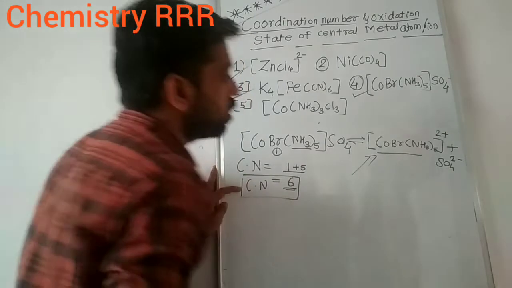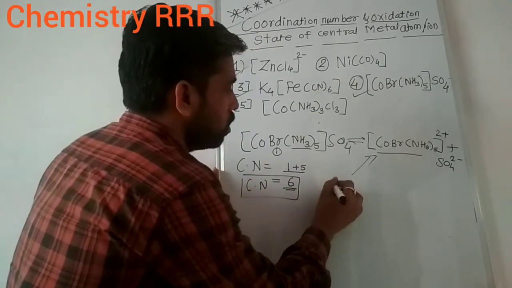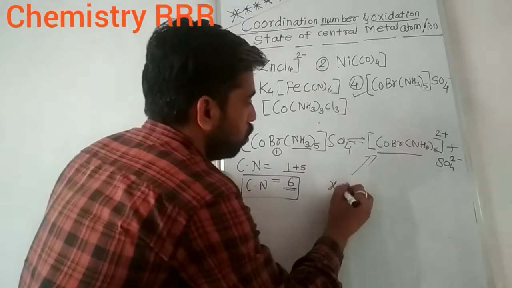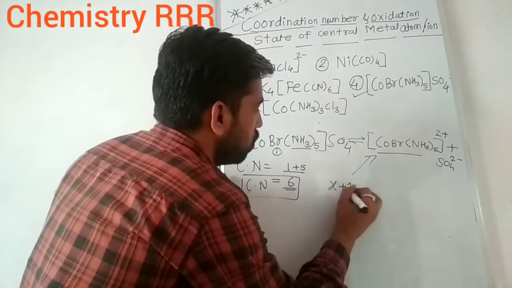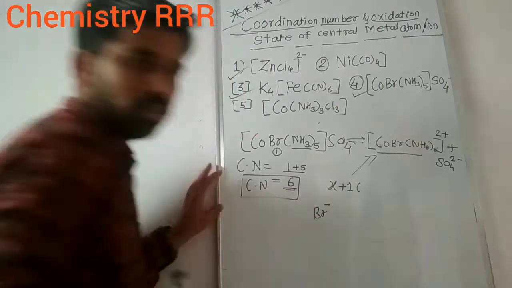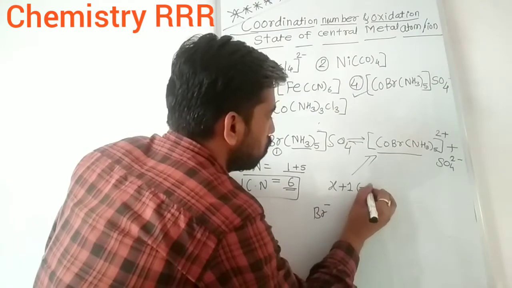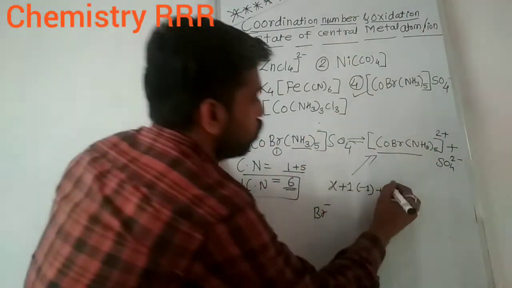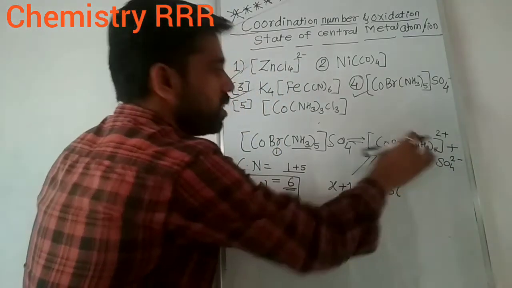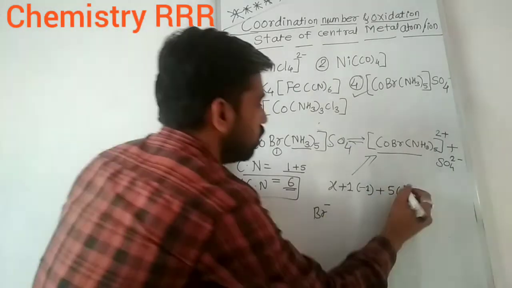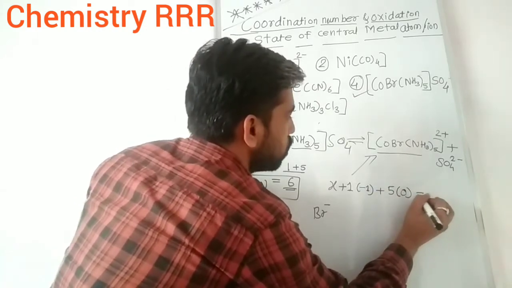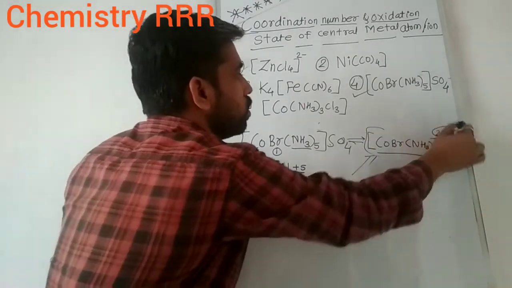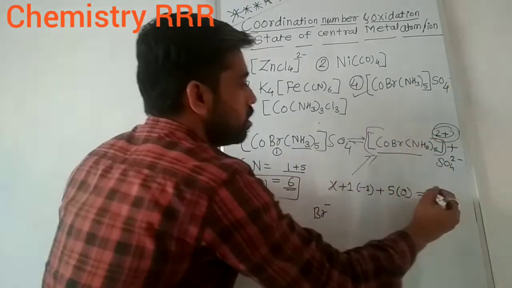Now consider this complex ion. Consider cobalt equal to X. For our understanding, X plus the number of bromine, which is 1, into the charge present on bromine, which is -1, plus the number of ammonia, which is 5, into the charge on the neutral ligand, which is 0, obviously, which is equal to the charge on the complex ion. In this example, the charge present on the complex ion is +2.